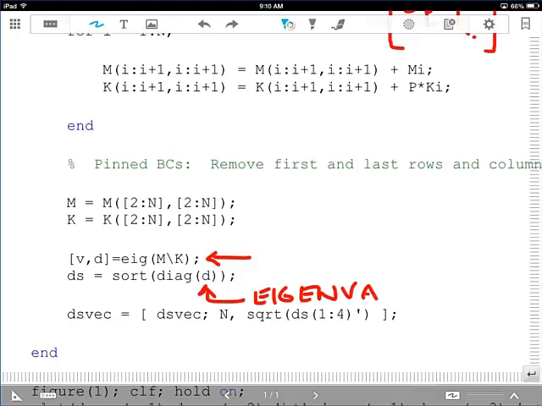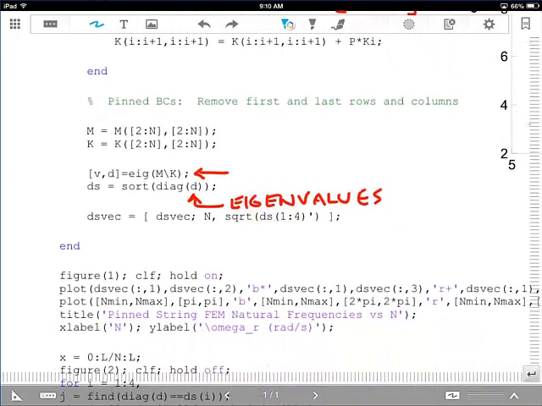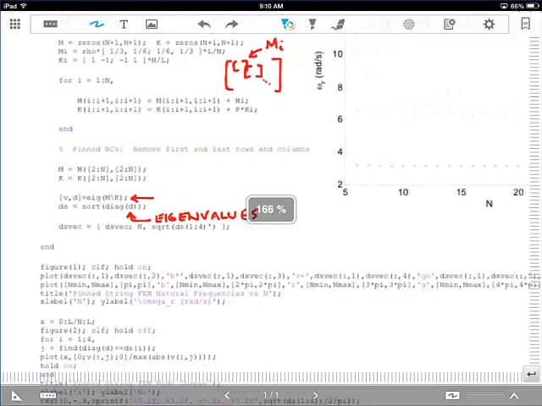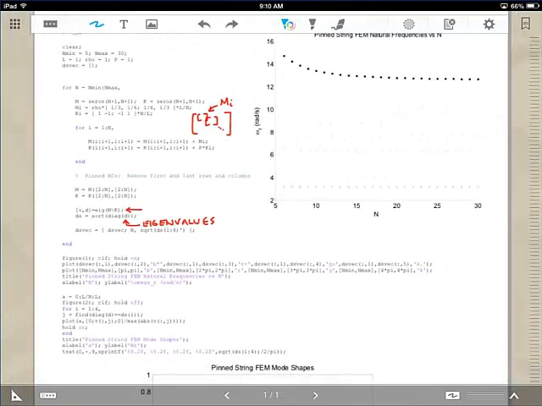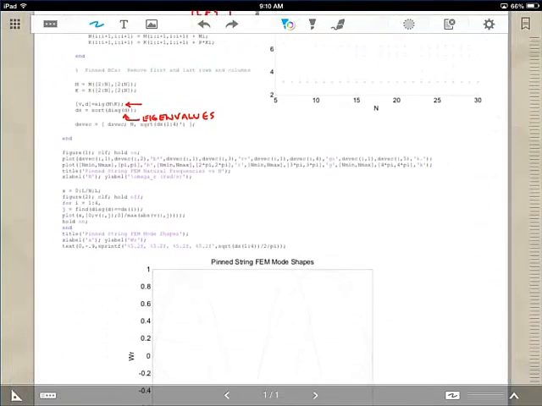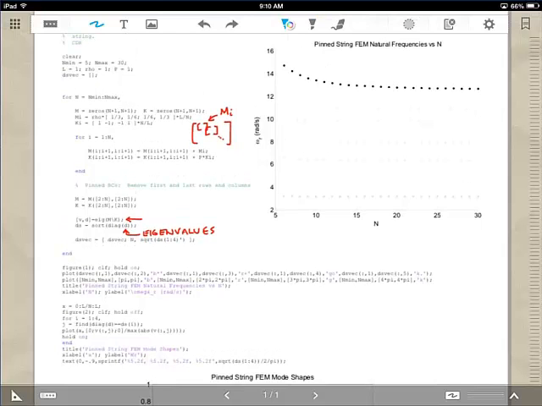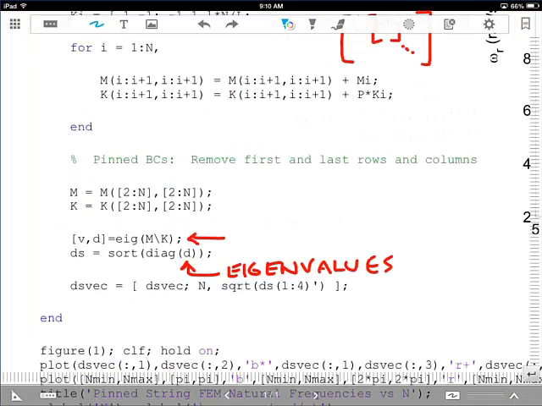But if you want to plot the actual mode shapes, then you have to actually have both eigenvalues and the eigenvectors. I don't remember if there's any. Oh yeah, there are some mode shapes here. So we don't save the modes for every n, just the last one. Plot up the last result.